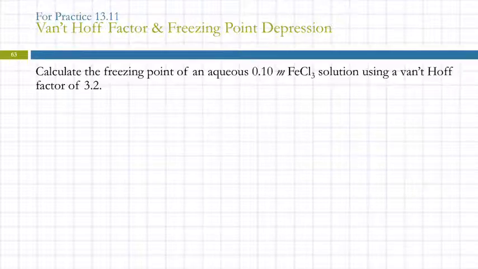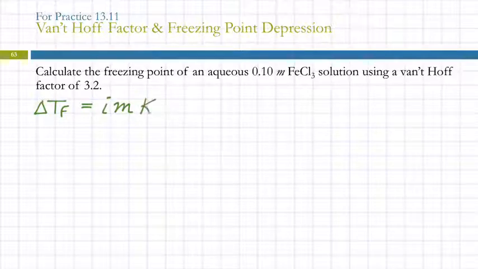Calculate the freezing point of an aqueous 0.1 molal iron(III) chloride solution using a Van 't Hoff factor of 3.2. So for freezing point, we're going to calculate freezing point depression. So the change in temperature of the freezing point is the Van 't Hoff factor times the molality times the freezing point depression constant for water. It's for the solvent. Aqueous is water. So we're given the Van 't Hoff factor. So it's 3.2, no units.